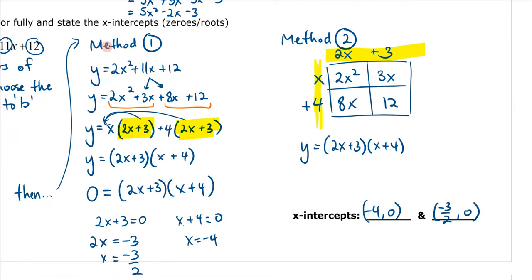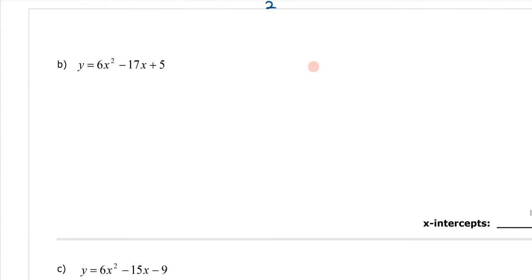Okay, let's try another example. 6x squared minus 17x plus 5. So what's a times c? Well, a times c is equal to 30, because 6 times 5 is 30. What are my factors of 30? Well, I have negative 1 and negative 30.